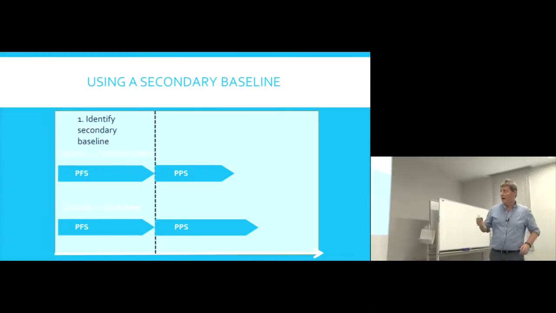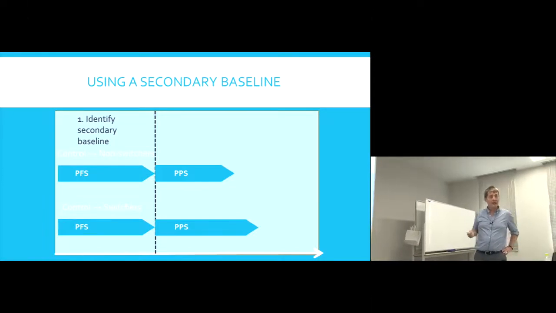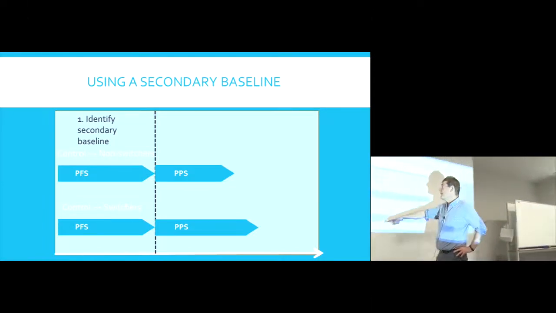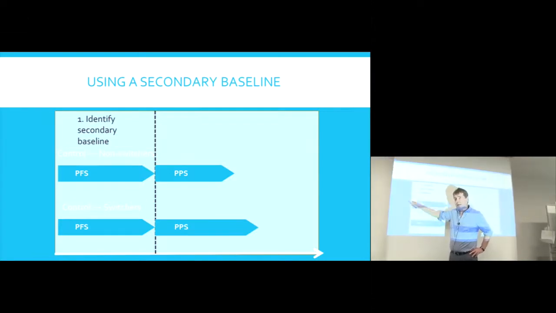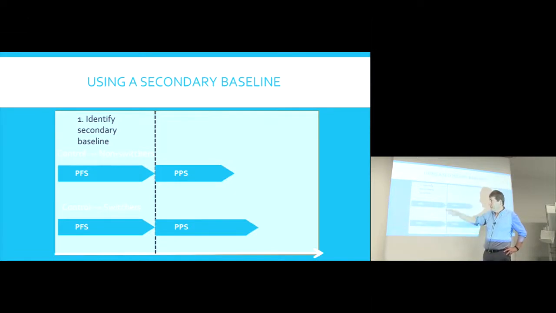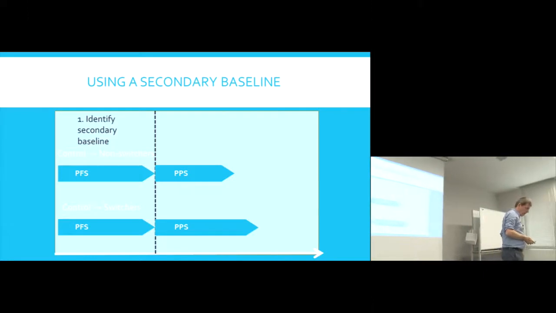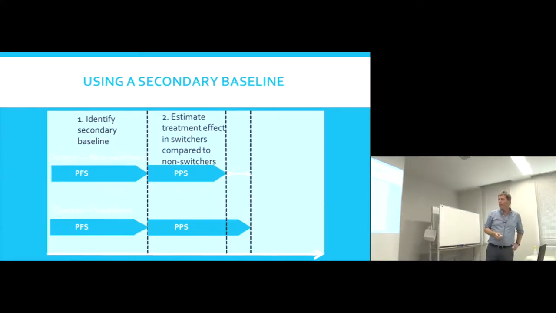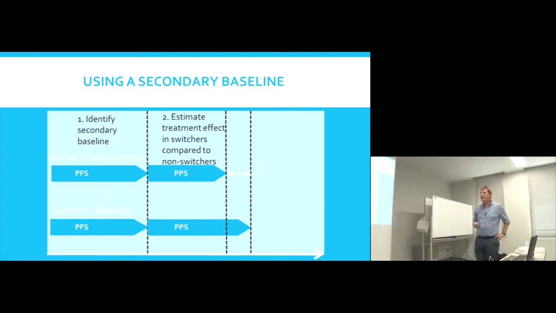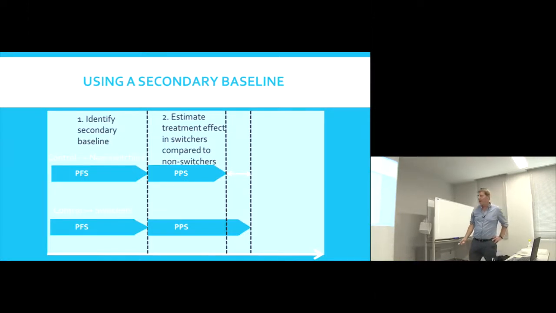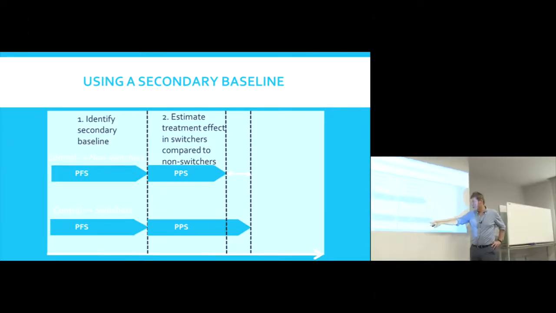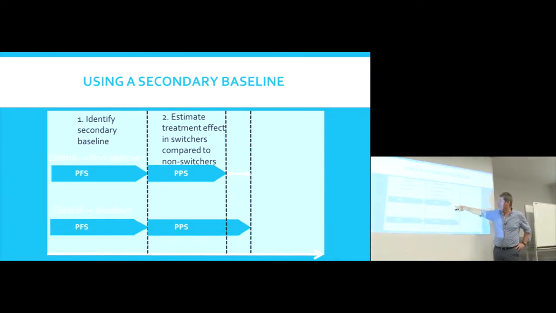So, under this approach, we identify a secondary baseline. The original baseline was at this point, entry to the trial. We're now identifying a secondary baseline. That's the point of progression. And so what we can do is estimate a treatment effect in switchers compared to non-switchers. And switchers are doing a bit better than the non-switchers.